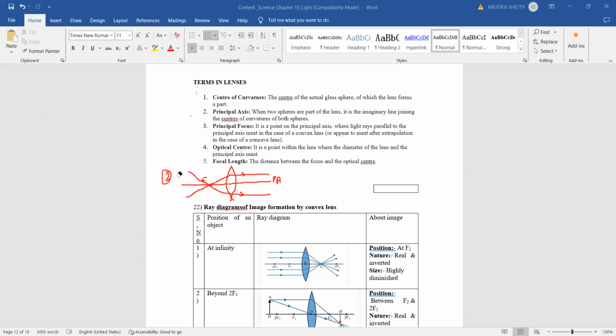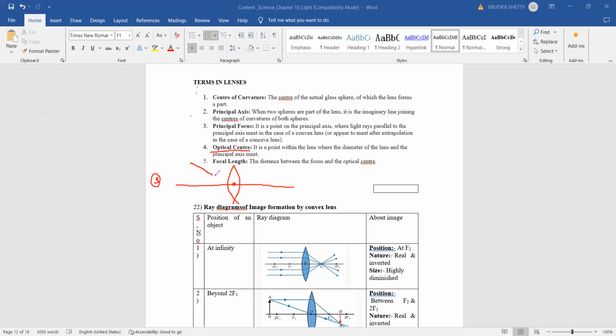The third type is very easy. To discuss the third type, we require the definition of optic center. Please pay attention. This is type 3. We are considering the principal axis and the lens. We know the center of the lens is called the optic center.